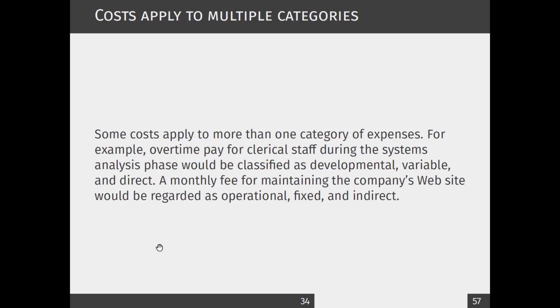Likewise, let's take another example. Let's take a website fee, right? A maintenance fee for a website is operational. It's fixed and it's indirect. It's not directly related to our software. So there could be different categories like that.